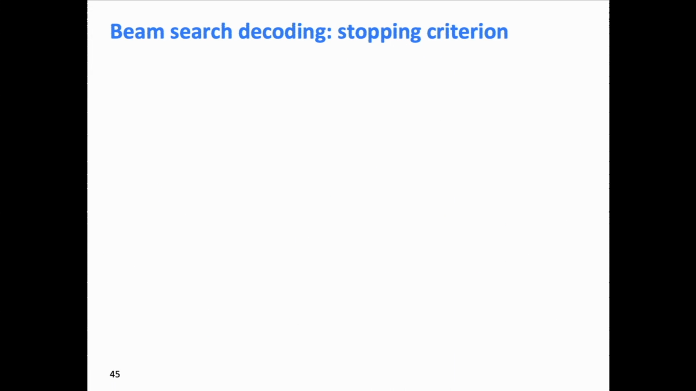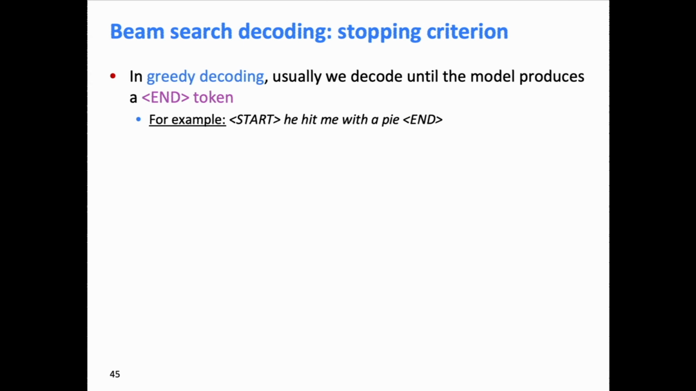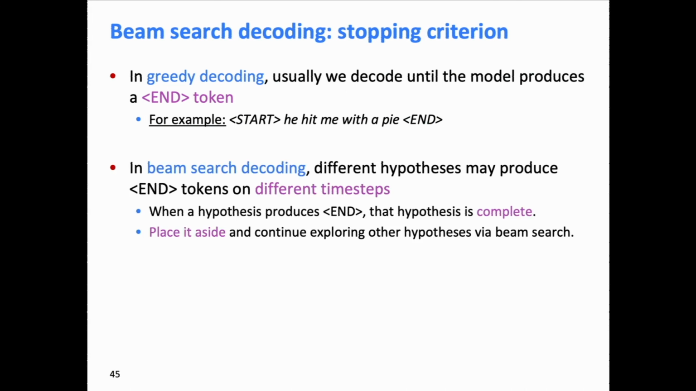All right, so let me tell you more detail about how exactly we decide when to stop. So if you remember in greedy decoding, usually we just keep decoding until the model produces the end token. So for example, this means that your model is actually producing the sequence. I guess it doesn't produce start. You give it start, but then it produces the sequence: he hit me with a pie end. So the problem in beam search decoding is that you're considering all these different hypotheses, k different hypotheses at once. And the thing is, those hypotheses might produce end tokens at different times. So there's no one obvious place to stop.